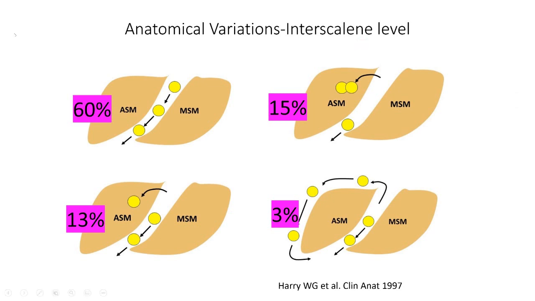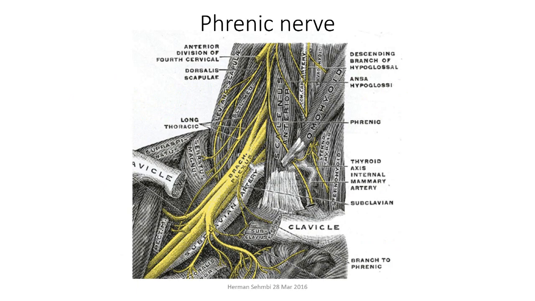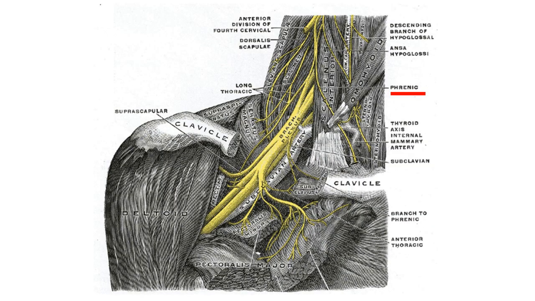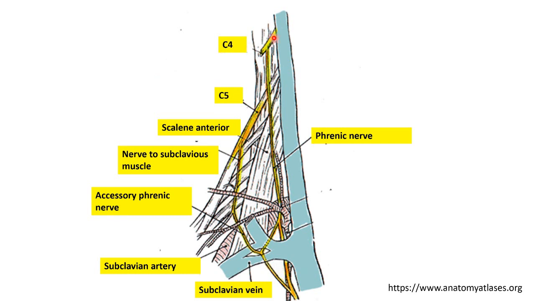There are other nerves which are important to us, which we can identify while we are scanning the neck. One of them is the phrenic nerve. Phrenic nerve usually arises from the root of C4 with a contribution from C5 and C3. It descends along the anterior surface of the scalenus anterior muscle and enters the thorax, sandwiched between the subclavian vein and the subclavian artery. Many variations of the phrenic nerve have been described.